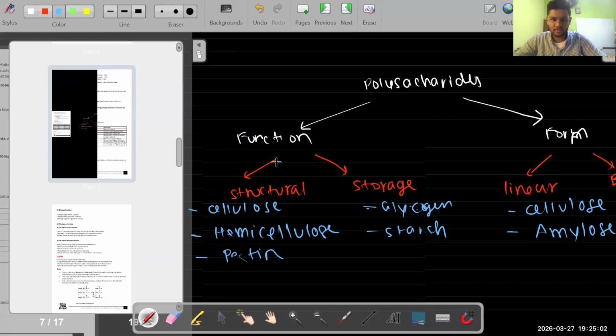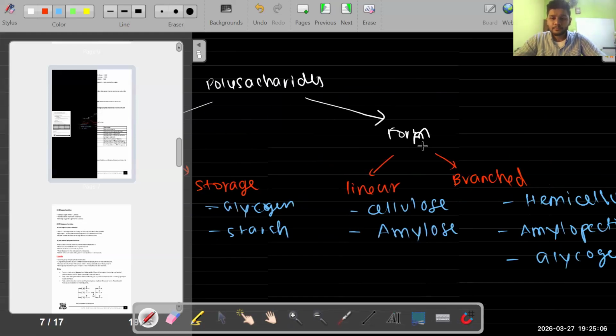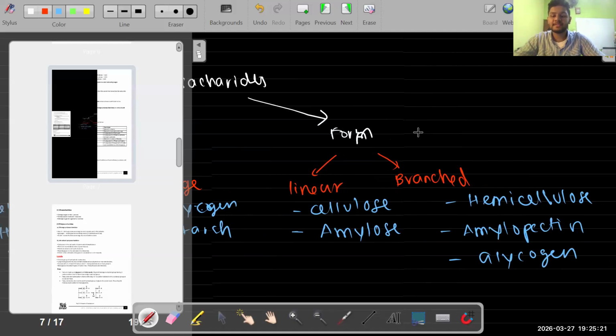Polysaccharides are classified into two based on their function and form, and these are the types. Form, if you see the external appearance, how polysaccharides look, they can be linear or branched. Examples for linear: cellulose is linear, amylose is linear. If you see branched, hemicellulose is branched, amylopectin is branched, glycogen is branched. Is that clear? That classification part, is that clear?